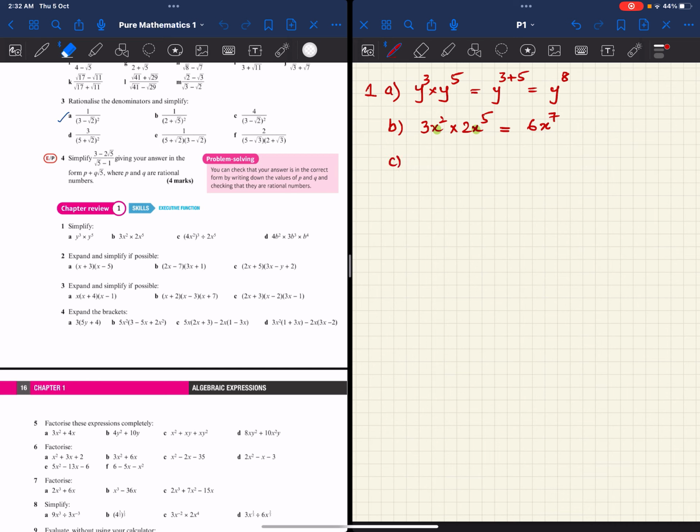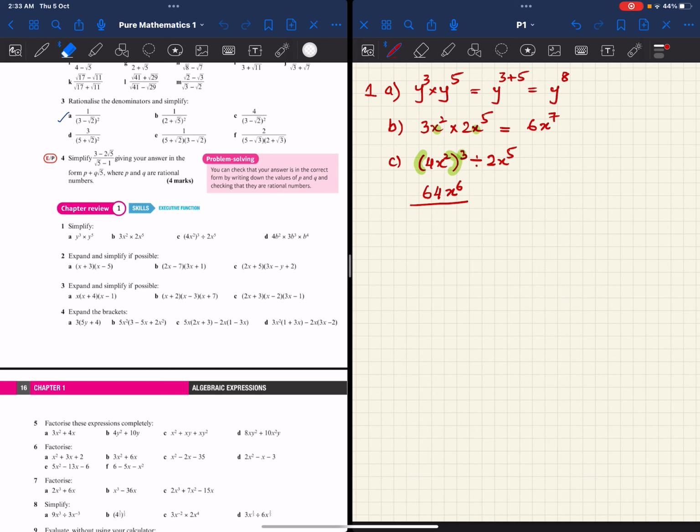Question C, we have 4x squared all cubed divided by 2x to the power of 5. Now first we need to solve the cube or the power here because this is for the entire bracket. So 4 cube is 64 and bracket in the bracket the power and outside the bracket power will multiply by the power rule. So we have x to the power of 2 into 3, which is x to the power of 6.